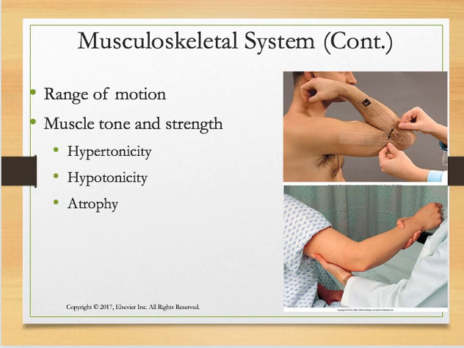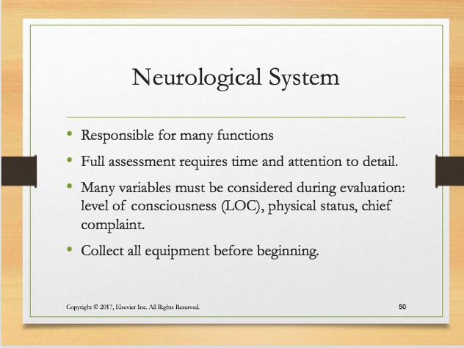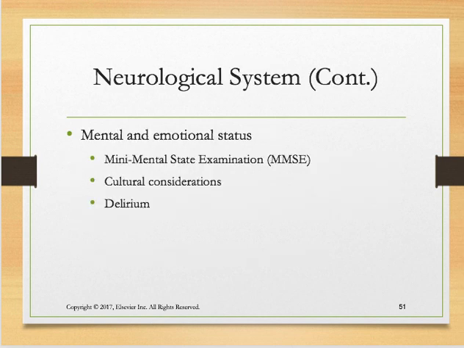We're looking for hypertonicity, someone who's rigid, right? We've seen that. Hypotonicity is someone who's very, very like jelly, and then atrophy is very weak. It's like their muscles have atrophied. So by doing passive range of motion, by stimulating that muscle and causing it to contract, it doesn't atrophy. And then we look at doing a neurological assessment.